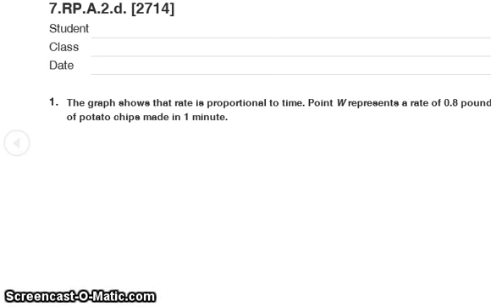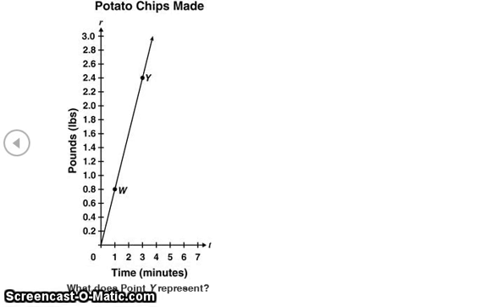So we're looking today at 7RPA2d practice probe. And the first question says the graph shows that the rate is proportional to time. Point W represents a rate of 0.8 pounds of potato chips made in 1 minute. And there's the graph. And then the question says, what does point Y represent?